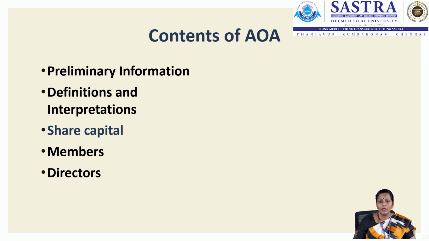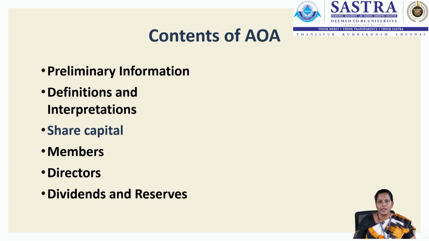Then under the section on directors, the company would be mentioning the procedures that it follows with respect to the appointment of the director, the qualifications that the director should have, the powers of the director, and under what conditions the directors are removed from the company. The remunerations that are paid to the director are also given under the section on directors.